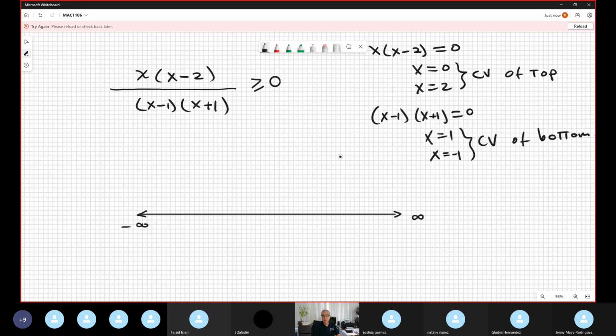How many? We have 4. 1, 2, 3, 4. See, we have 4 critical values. We have 5 intervals, and you need to test 5 intervals. Okay, no problem, I understand.